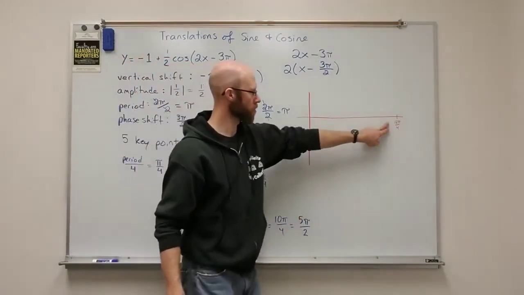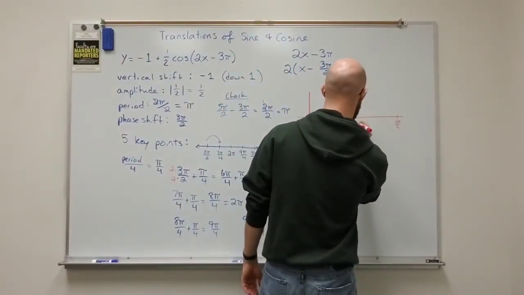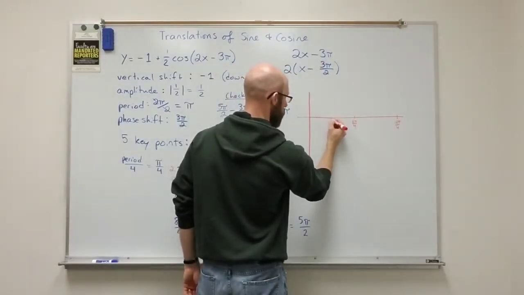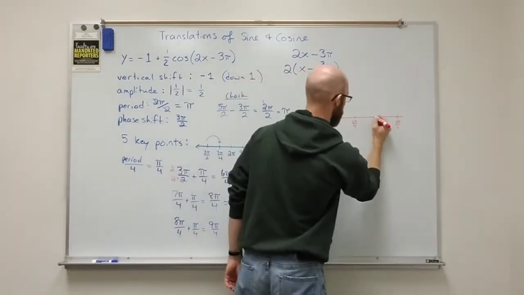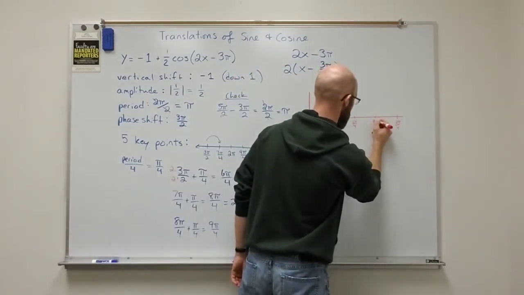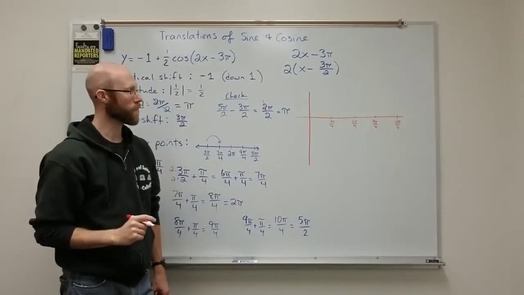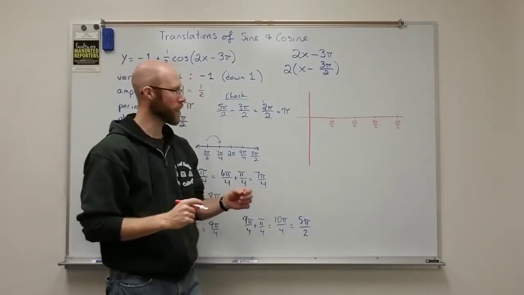So I've got 12 pi over 4 in the end. Cut this in half, and I'll have 6 pi over 4. And then cut in half here. This will be 3 pi over 4. Cut this one in half, and that's 9 pi over 4. So that gives me 4 of them. 1, 2, 3, 4, yep. And then I can fill in each of these.